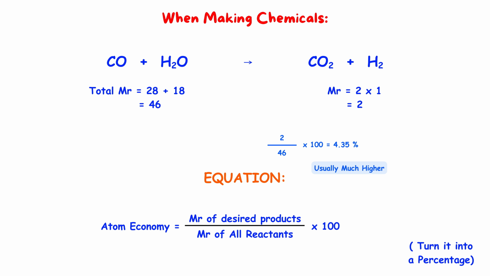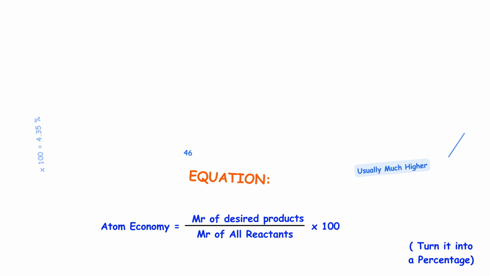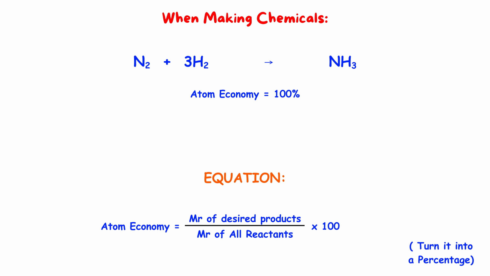To calculate the atom economy, we take the relative formula mass of the hydrogen, which is 2, divide it by the total mass of the reactants, which is 46, and then multiply the result by 100. This gives us an atom economy of 4.35%. This is considered very low because it means that only 4.35% of the mass of the reactants is turned into the product we actually want, while the remaining 95.65% becomes waste. Most reactions used in industry aim to have a much higher atom economy, though in some cases it can be even lower than this example.